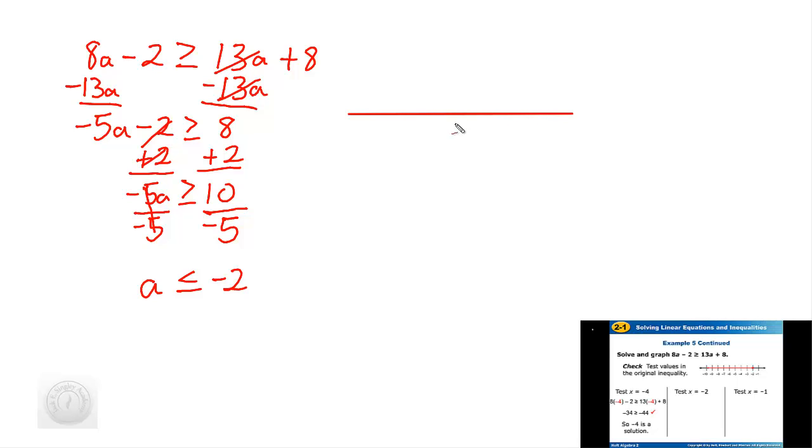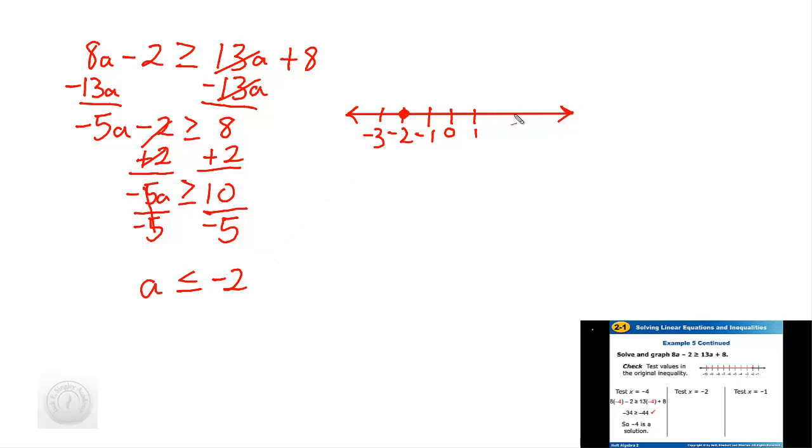So this is our number line. If I mark 0 here, this will be 1, this will be negative 1, negative 2, negative 3. And our number line goes in two directions. A is less than or equal to negative 2 means my interval will start at negative 2, including the negative 2 value. And all the values that we select must be smaller than negative 2.